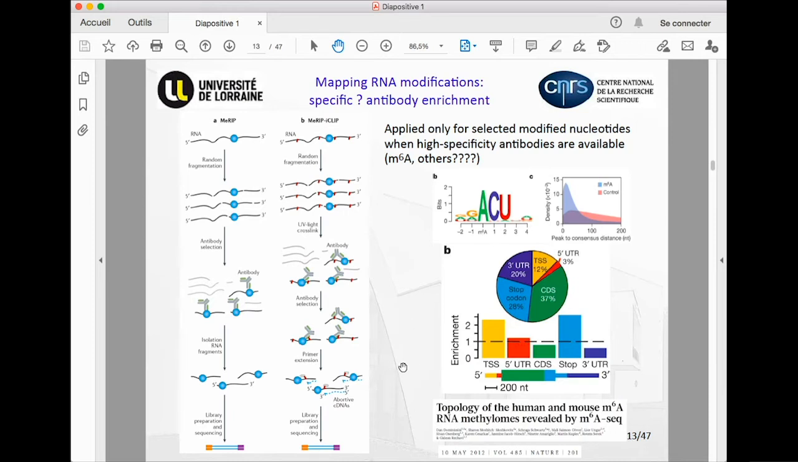So these methods are extensively applied for analysis of different modified nucleotides, and in the very first publication about the m6A methylome, done by MeRIP-seq, a particular clustering of m6A was discovered in the beginning of the transcripts.